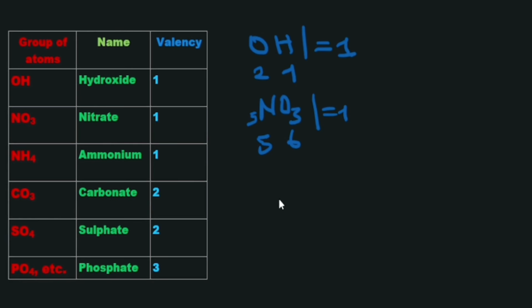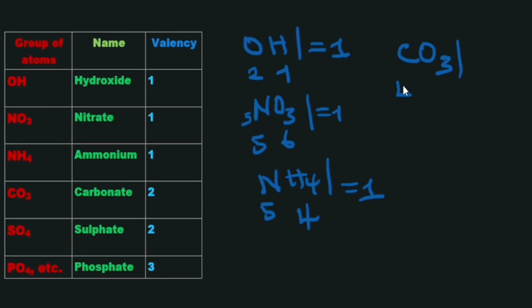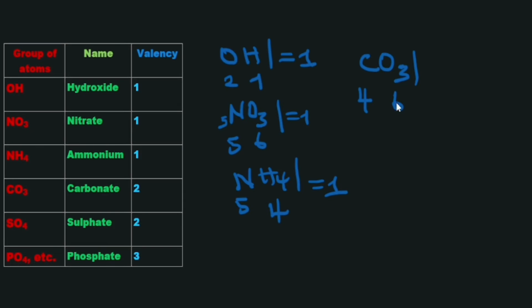We go to the next, NH4. We know that 5 for nitrogen, and for hydrogen, we know that it is 1. So 1 times 4 is 4. 5 take away 4 equals to 1. Also for CO3, we know that the valency of carbon is 4. That of oxygen is 2 times 3, 6. So 6 take away 4 is equals to 2.